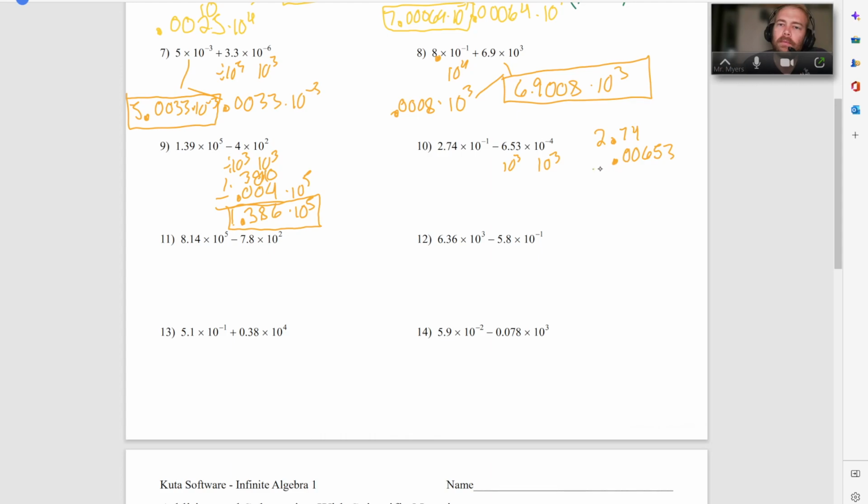2.74. Okay, because that is going to be 10 to the -1 power now, right? So what is that going to be? Well, 0, 0, 0. I'm going to have to do a lot of borrowing here.